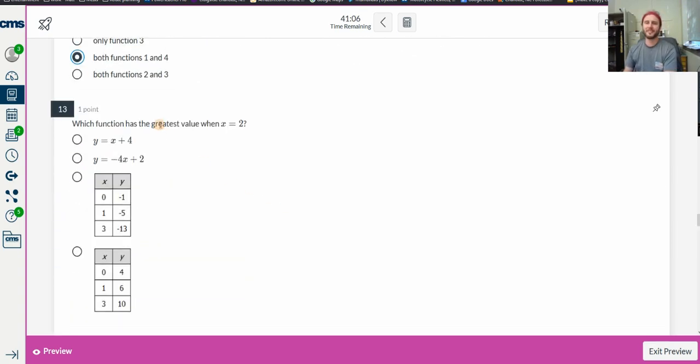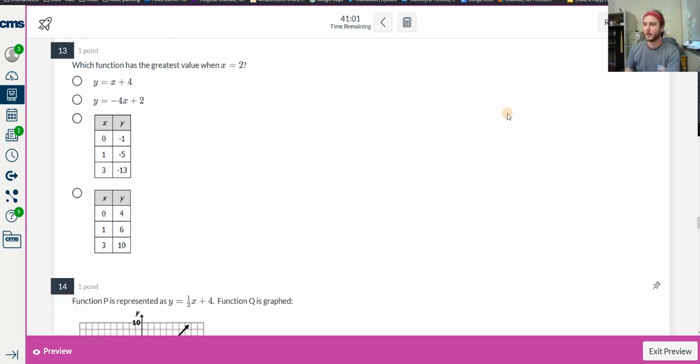For number 13, which function has the greatest value when x equals 2? So let's go ahead and just look at our options. For this one, when x equals 2, y is going to equal 6. 2 plus 4, that equals 6. For this one, when I replace that with a 2, we have negative 4 times 2, well that's negative 8. Negative 8 plus 2 is negative 6. Well, obviously negative 6 is much less than positive 6, so it can't be that one.